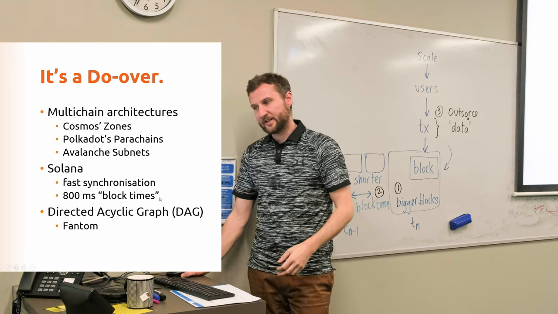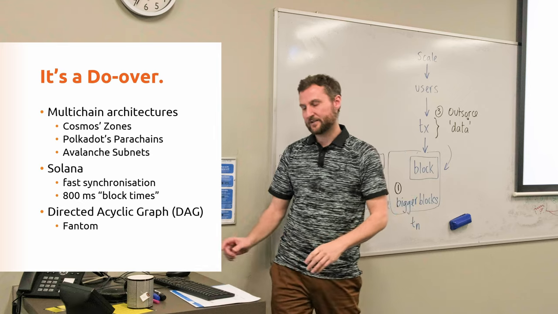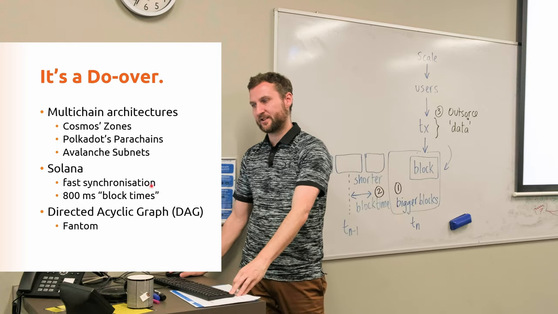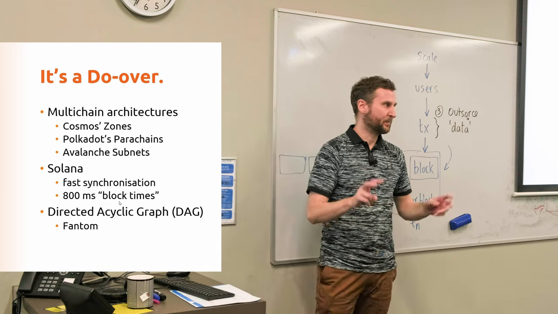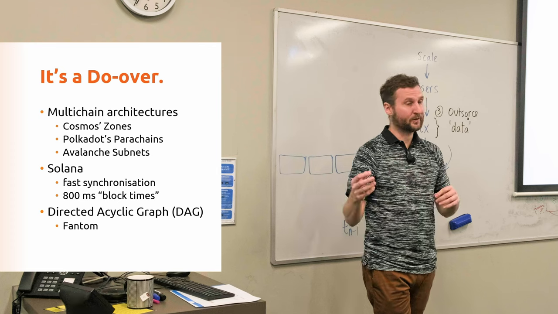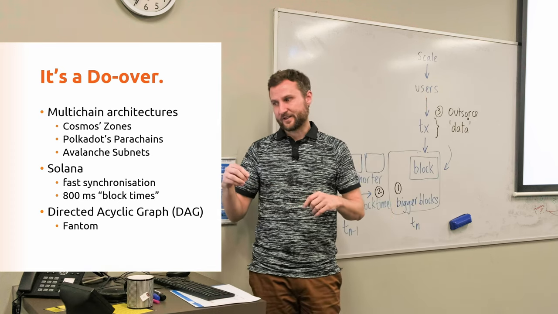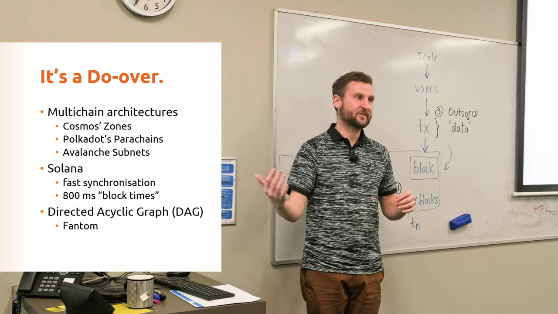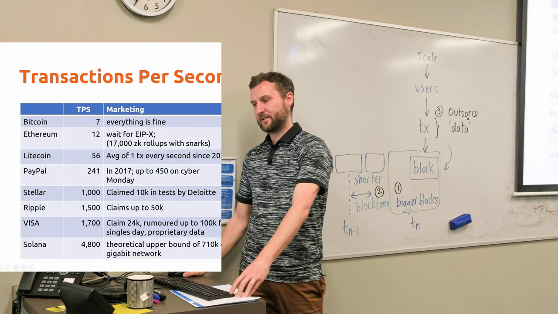Solana came along and did the whole blockchain from the ground up, a lot different than the others. The way they get their high throughput is through fast synchronization. They're down to about 800 milliseconds in blocks, which are in quotes because they're not real blocks. According to the documentation, it's more like streaming. As soon as validators have transactions, they're streamed to the network all the way back, 4,800 transactions per second.